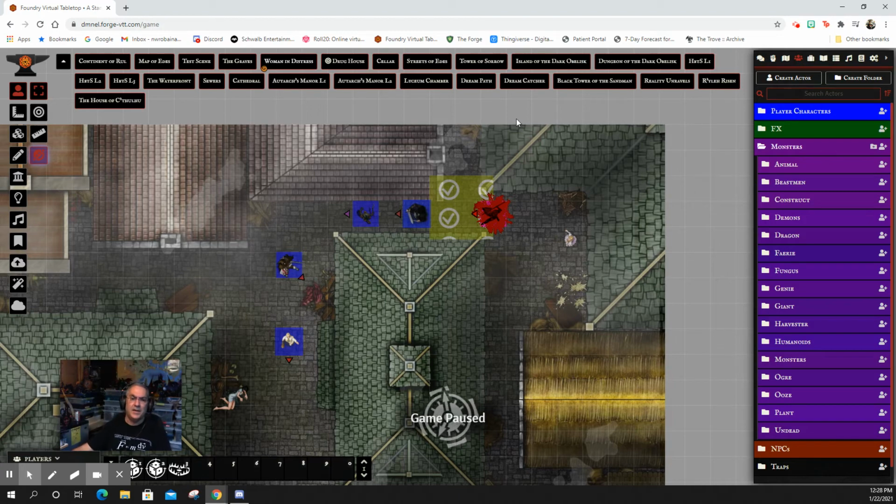But the PCs take the bodies and hide them under a pile of garbage out here, and strip down the bodies so that they can't be quickly identified. And so they go into the alchemist shop, reassure her that they've taken care of the bodies and that there's nothing to implicate her, that she did anything wrong.